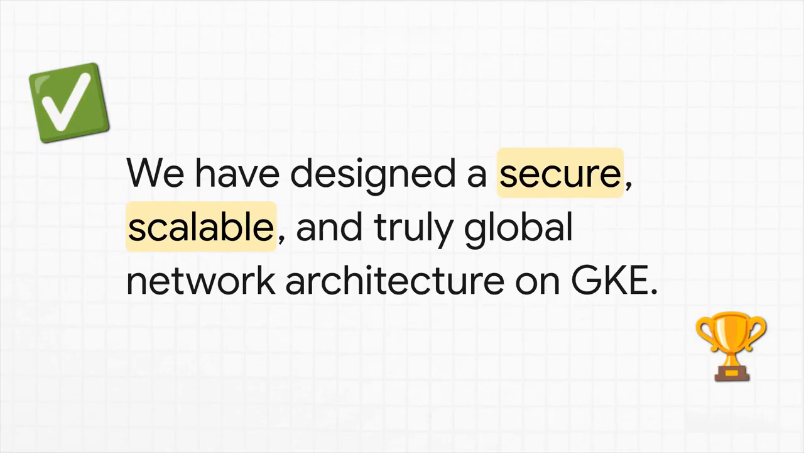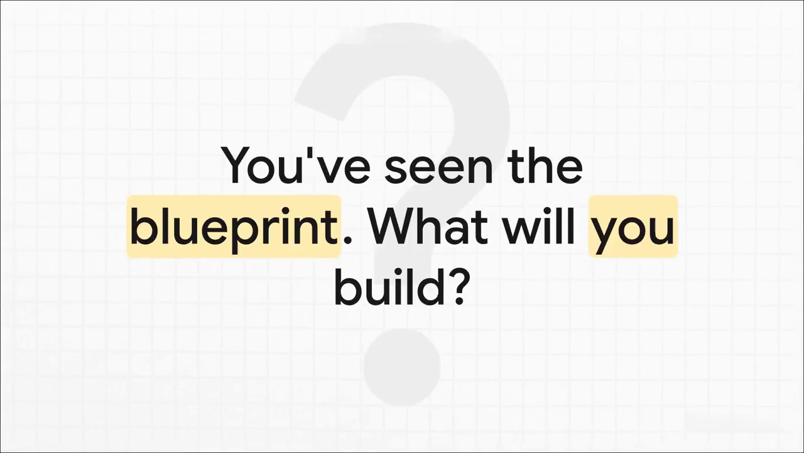And there you have it. In just a few minutes, we've walked through all the key decisions to architect a robust, secure, and truly global network on GKE. We've solved for external traffic, internal traffic, global expansion, and top-tier security. Just remember, these are not just abstract concepts. They are seriously powerful tools in your architectural toolbox. We've laid out the entire blueprint for Global App, so the only question left is, what are you going to build with it?